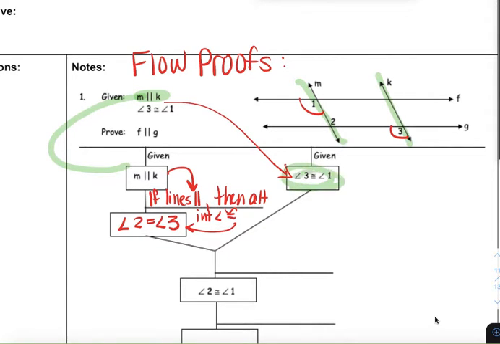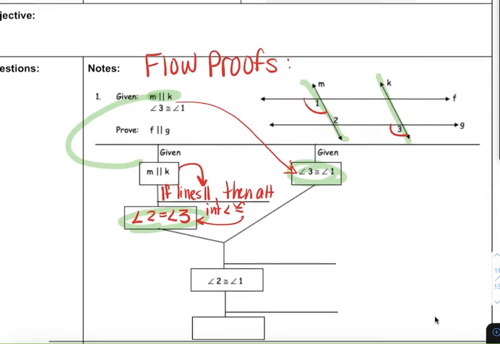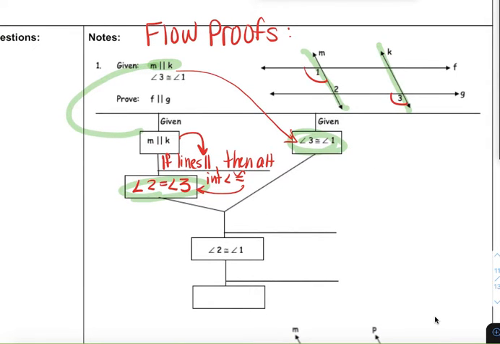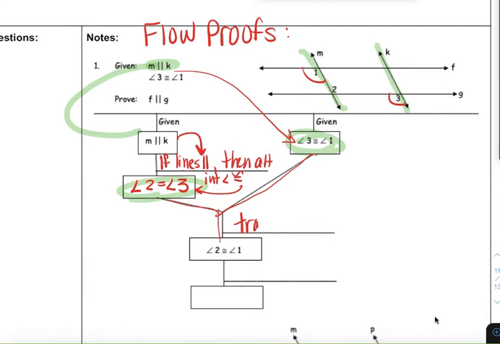So over here I have this set of angles that are congruent, and I have this set of angles that are congruent. Now since I know that, I can say that angle 2 is congruent to angle 1. Those two result in, that's why these lines come down, 2 is congruent to 1 because of the transitive property. Now that I know that 2 is congruent to 1, I've labeled that on my picture so that I can see it.